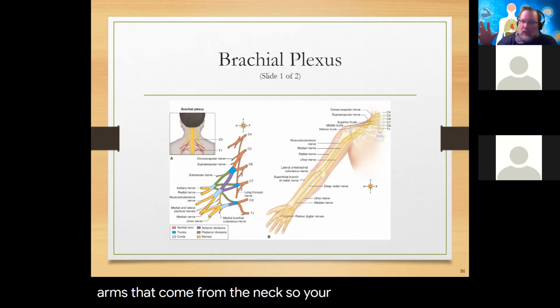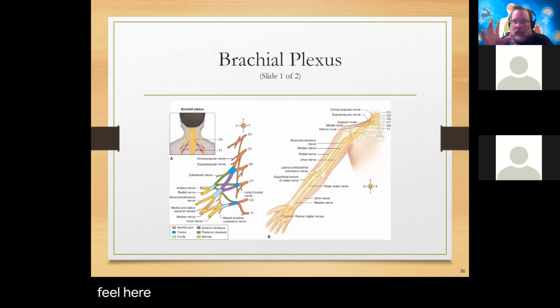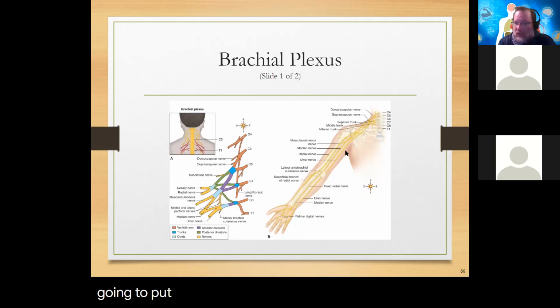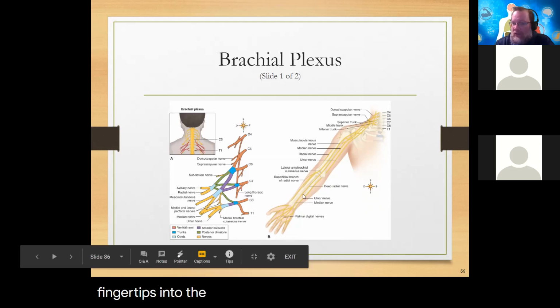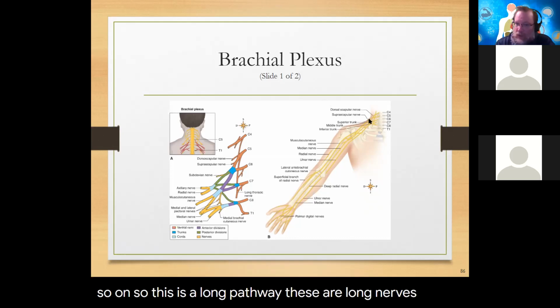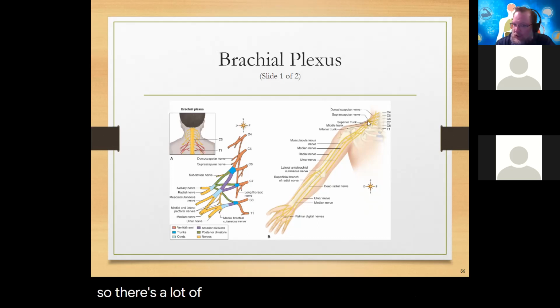So your arms and all the way out to the hands and your fingertips, the sensory that you feel here, and then the motor that allows you to do this, that is coming from the lower cervical region. So if I have damage to the lower cervical region of the neck, that's going to potentially cause issues all the way down to the fingertips, into the hands, into the wrists, into the forearms, and so on. So this is a long pathway. These are long nerves.